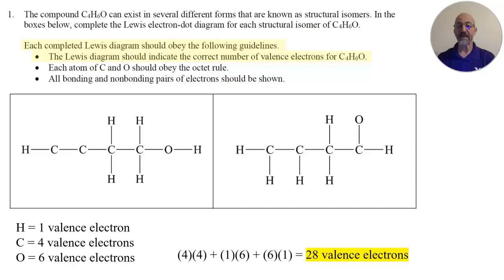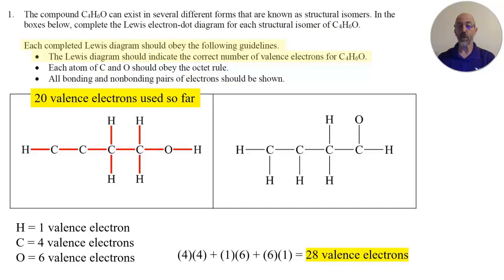Now what I'm going to do is count the number of single bonds in the diagram on the left, and each single bond counts as 2 valence electrons. So 2, 4, 6, 8, 10, 12, 14, 16, 18, 20. So in that diagram on the left, there are 10 single bonds for a total of 20 valence electrons used so far. But since I need to get to a total of 28 valence electrons, that means that we need to add 8 more electrons to complete that Lewis diagram in the box on the left.